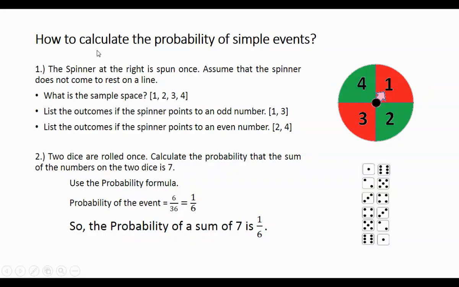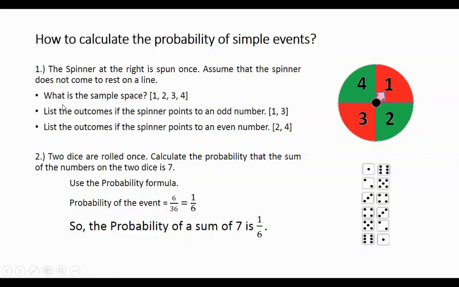So, for example, how to calculate the probability of a simple event? Let's say we have here a spinner on our right side. This is colored: red for 1 and 3, and green for 2 and 4. And then we have an arrow, which is going to spin. Let's assume we spin it once, and that it does not come to rest on a line.